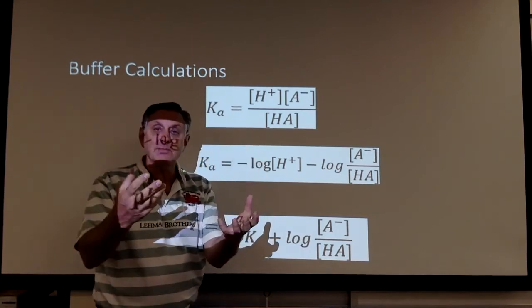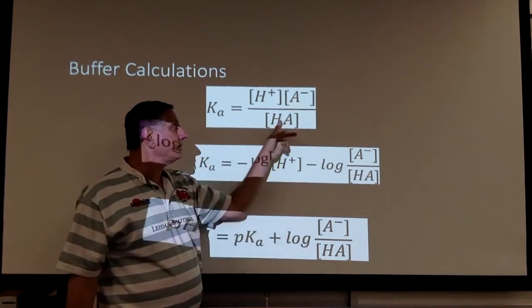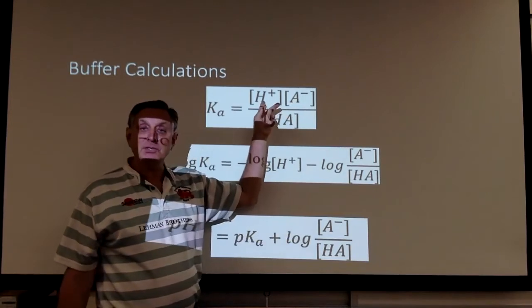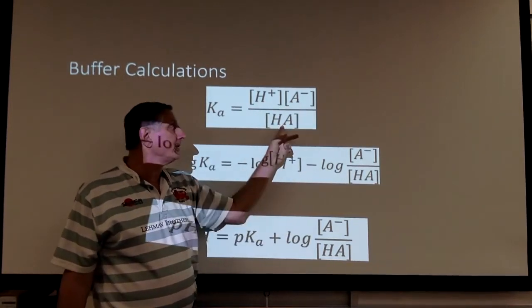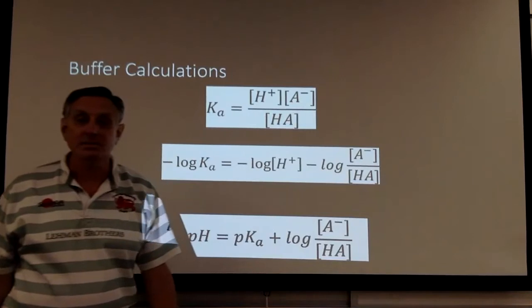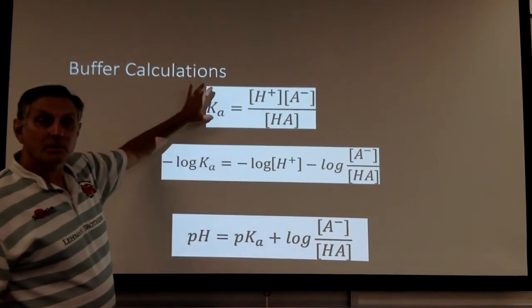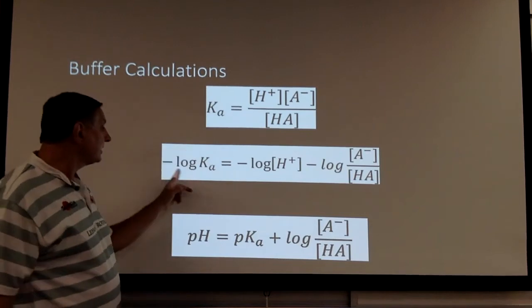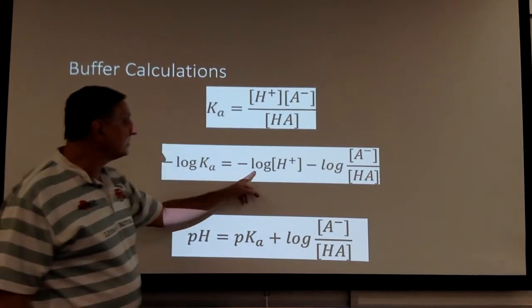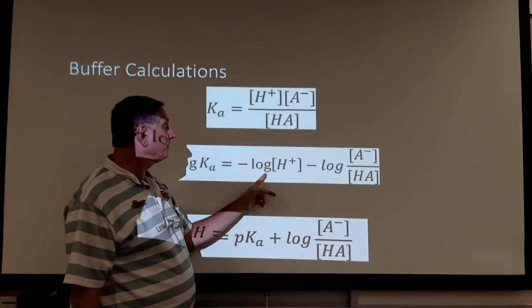Acetic acid and sodium acetate. These two are going to control the pH. I know this, H plus can be determined. If I take the negative log of this whole equation, the negative log of the Ka is equal to the negative log of H plus.